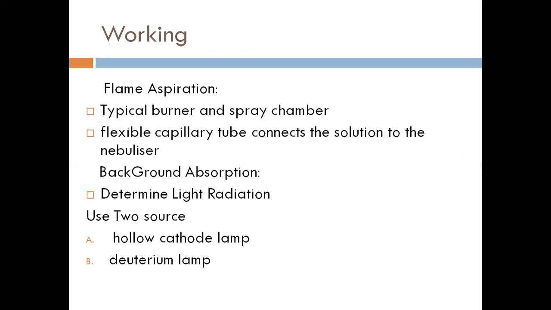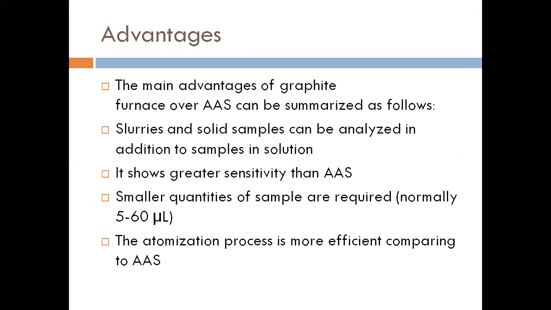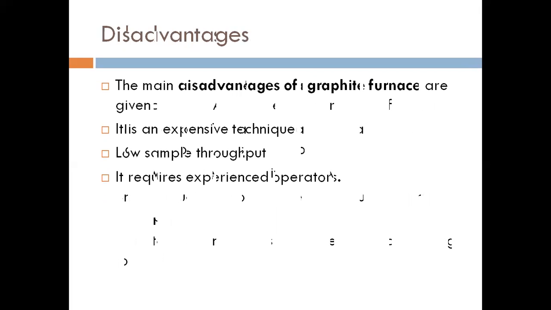So next one is advantages and disadvantages of GFAAS. The main advantage of graphite furnace is that slurries and solid samples can be analyzed in addition to samples in a solution. It shows greater sensitivity than flame AAS, smaller quantities of sample are required, 5 to 60 microliters. The atomization process is more efficient compared to AAS.